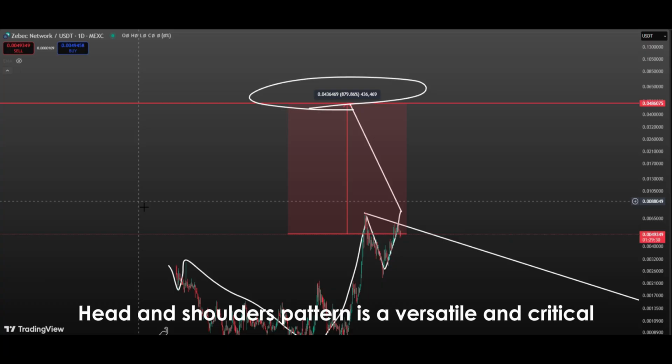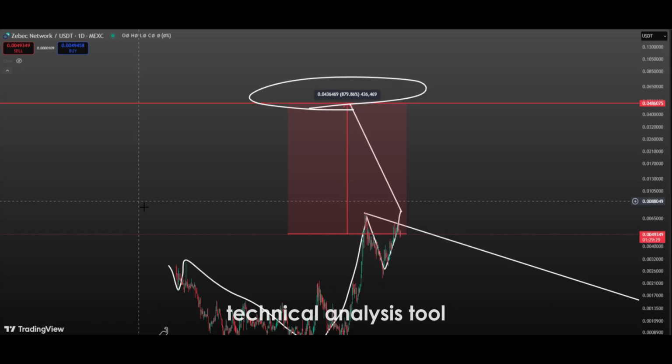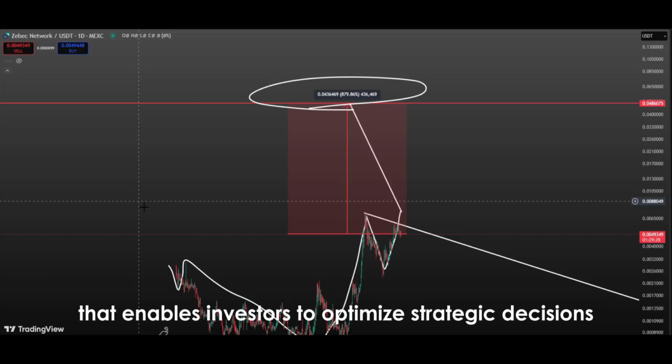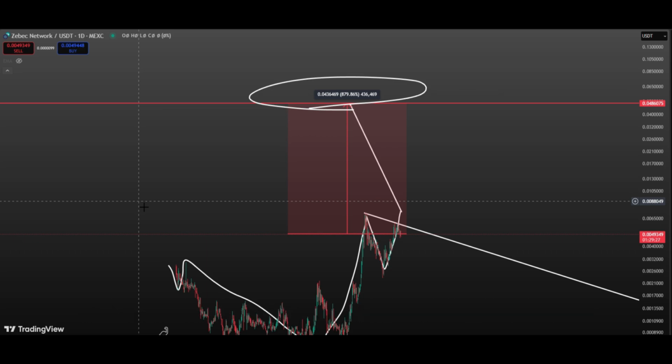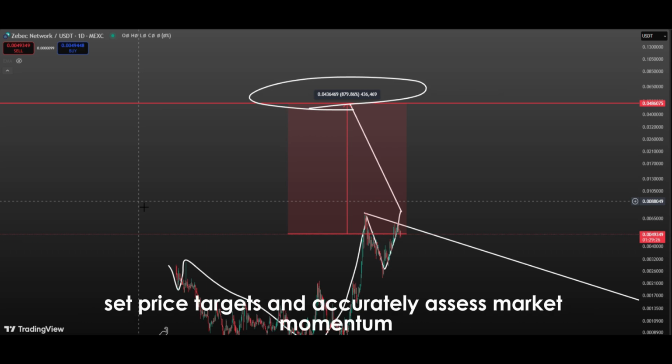The inverse head and shoulders pattern is a versatile and critical technical analysis tool that enables investors to optimize strategic decisions, set price targets, and accurately assess market momentum.